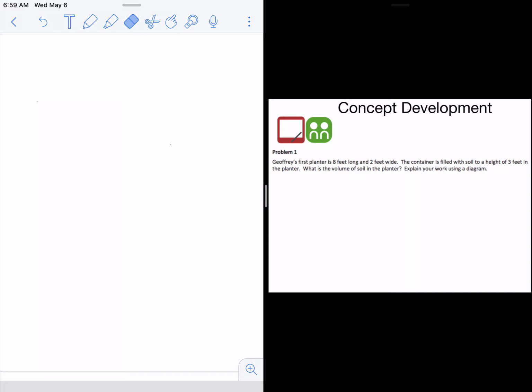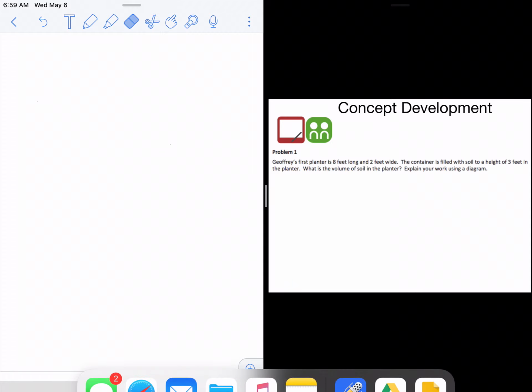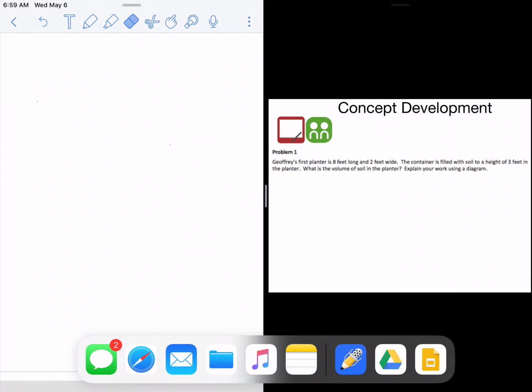And what I want you to do, see how I have Notability open on my iPad? I want you also to split screen. You should be able to split screen on your iPad. If you don't have an iPad, then you can use your composition notebook. But if you're watching this YouTube video on your iPad, you can split screen, okay? Take Notability that's down here, and then you can move it to half your screen. So as we're going through this problem, you're able to go through it with me on Notability.